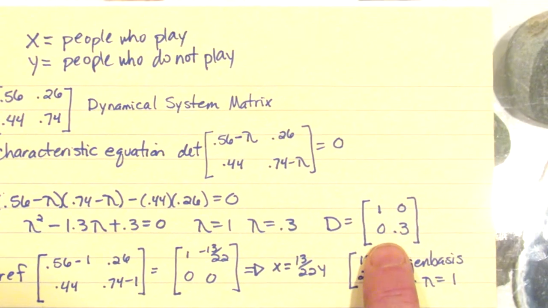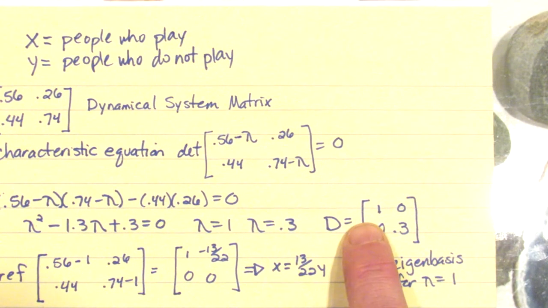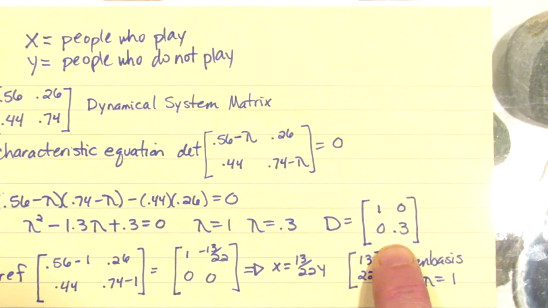So my diagonal matrix is 1 and 0.3 down the diagonal and zeros everywhere else. So that's my diagonal matrix.